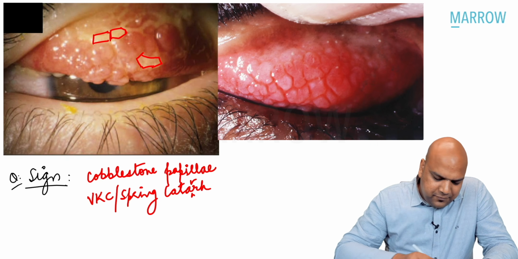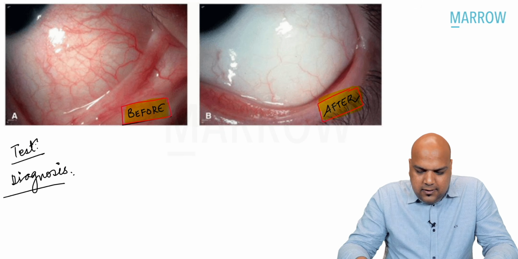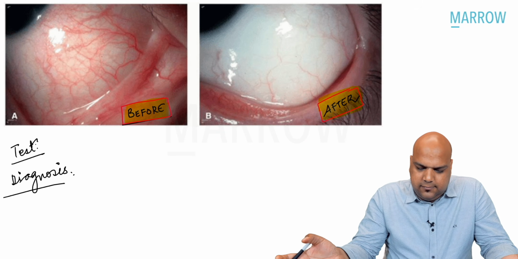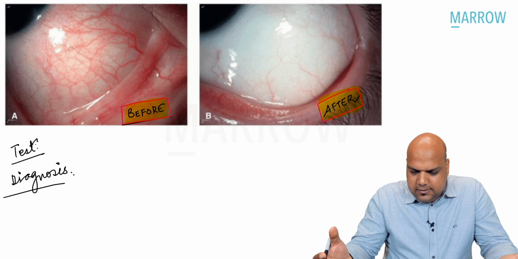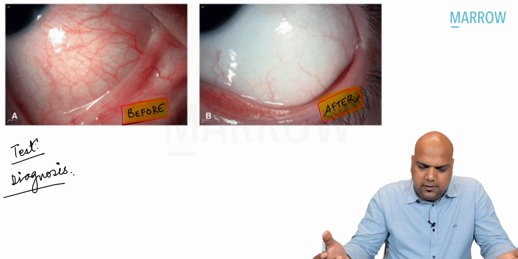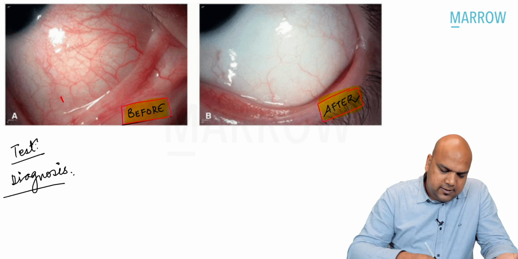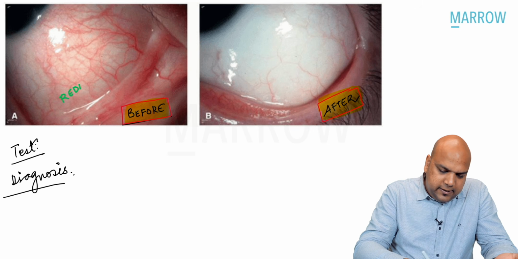Right, guys? Now, next. Okay, a before and after. Which test is being done? What is the difference? Before and after, that means some test is being done. Before the test, after the test. The difference I can see is that I can see redness here. Okay, I'll use a different colored pen, please. I can see redness here.